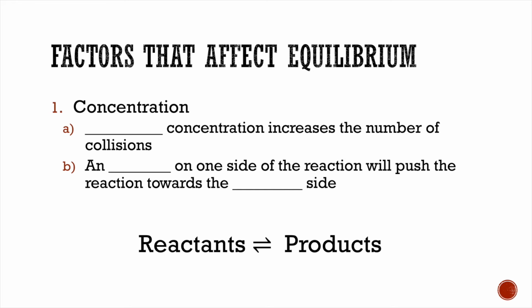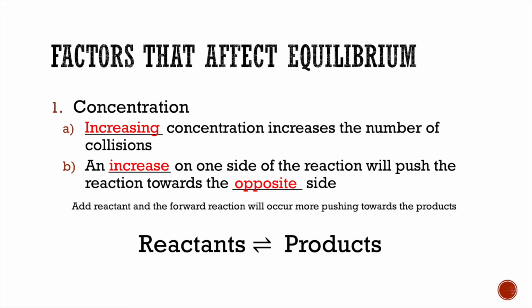Okay, so factors that affect equilibrium. The first factor is going to be concentration. So just like we learned with reaction rates, increasing concentration increases the number of collisions of those molecules. So an increase on one side of the reaction will push the reaction towards the opposite side. So if I add reactant, the forward reaction is going to occur more, right? More collisions of the reactant molecules means the forward reaction happens. So this is going to push the reaction towards the products, a shift to the right, the opposite side.